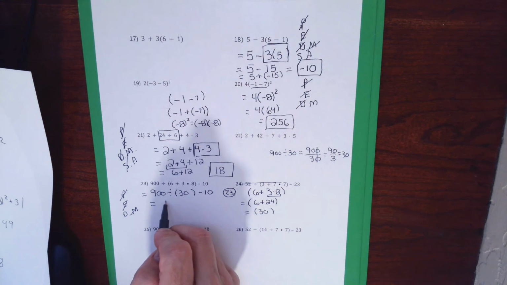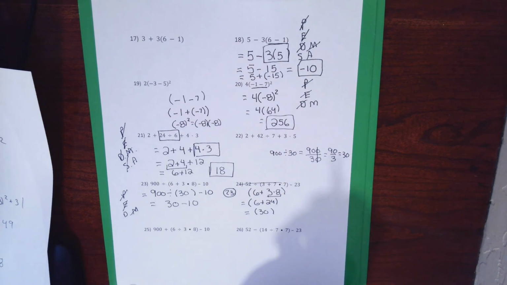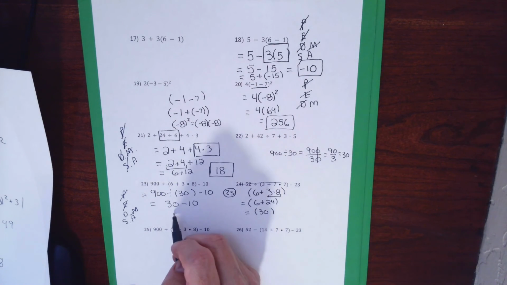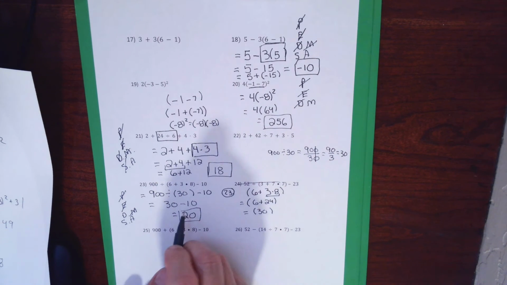So my next line I'm going to write is 30 and bring down the minus 10, and then I look for subtraction and addition. There's only the subtraction left, so I'm just going to subtract 30 minus 10 and get, for 23, an answer of 20.